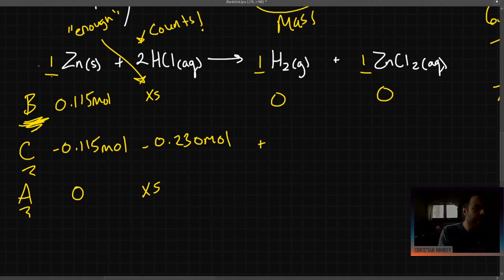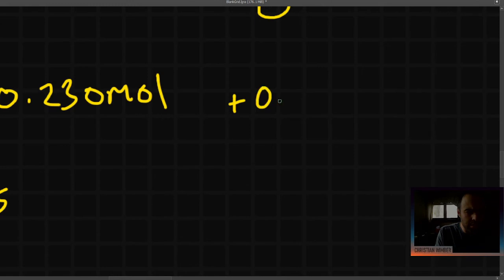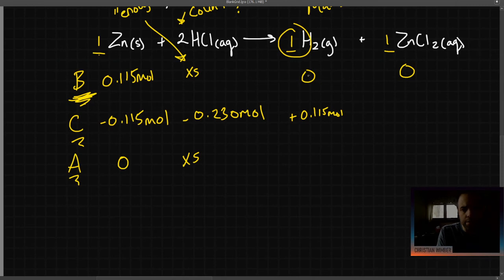Well, let's look up here at a reaction. If I have one zinc, I'll end up making one hydrogen. So if I have 2 zincs, I'll make 2 hydrogens. 30 zincs, I'll make 30 hydrogens. 10 billion zincs, I'll make 10 billion hydrogens. 0.115 moles of zinc, and I should get 0.115 moles of hydrogen. Which means if I started off with none and made 0.115, I should end up with 0.115.